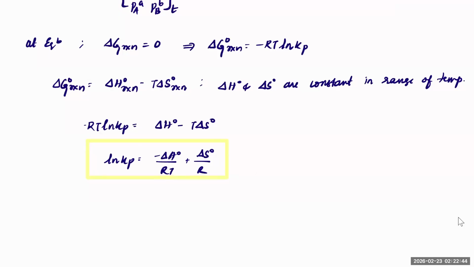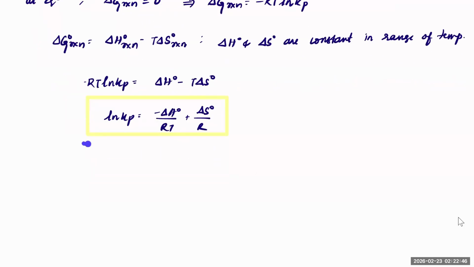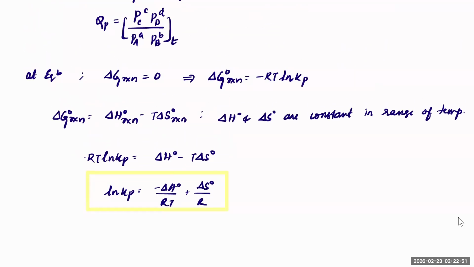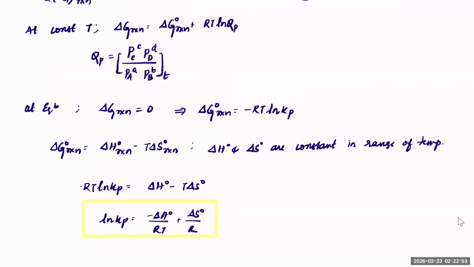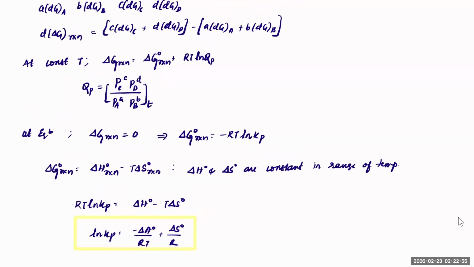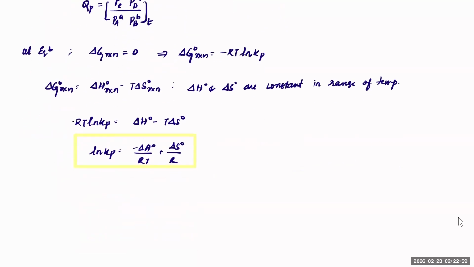This is a very, very important equation which we will be using a lot of times here. JEE Advanced usually encourages a lot of problem solving from this particular equation onwards. So please be very clear in understanding how to use the ln Kp value in terms of delta H naught.